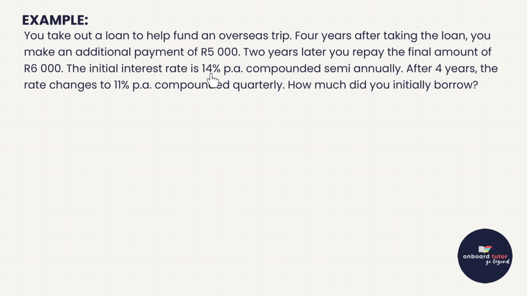The initial interest rate is 14% per annum, compounded semi-annually. After 4 years, the rate changes to 11% per annum, compounded quarterly.